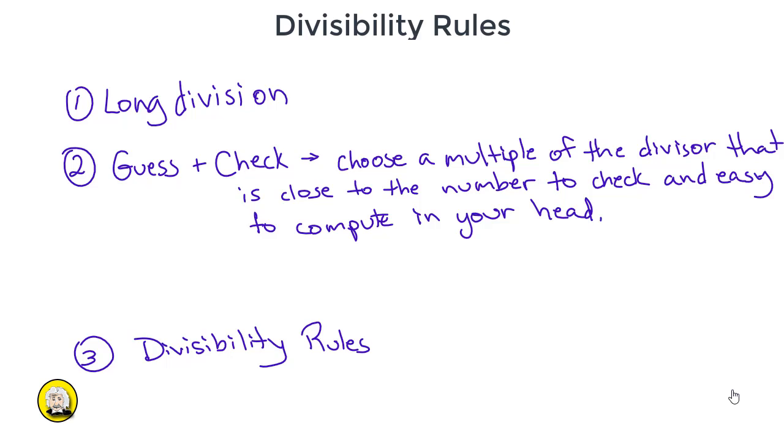Another approach I'll call, without a better name for it, the guess and check method. Essentially what we're doing is choosing a multiple of the divisor that is close to the number you want to check divisibility on and easy to compute in your head. So what do I mean by that? Let's look at a real quick example.